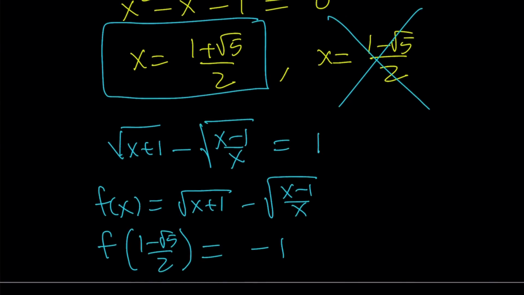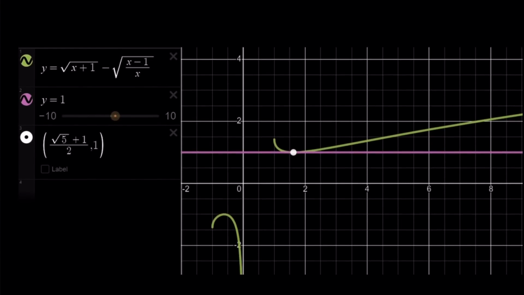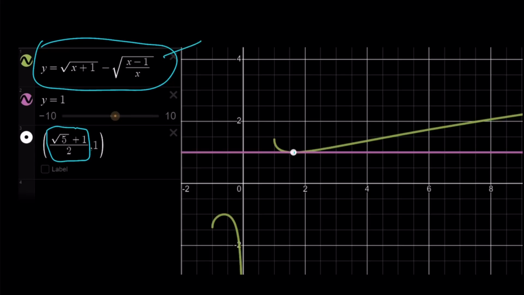And now I'm going to show you what the graph looks like, because the graphs are awesome. I graphed this radical function for you, the square root of x plus 1 minus the square root of that ratio, and then y equals 1. Notice that they intersect at one point because the horizontal line is tangent to the radical at a special point, which is root 5 plus 1 over 2. You could also find this out if you differentiate this function. I'm not going to get into that because I'm already running out of time.